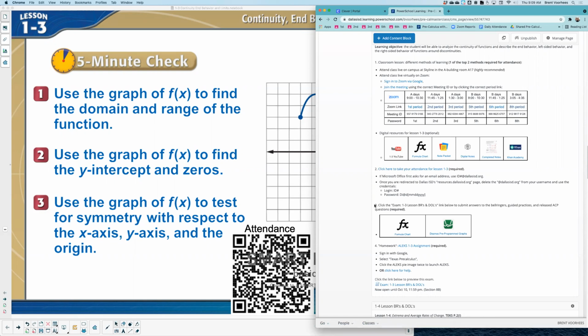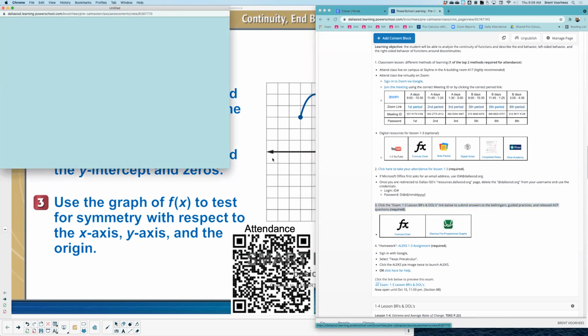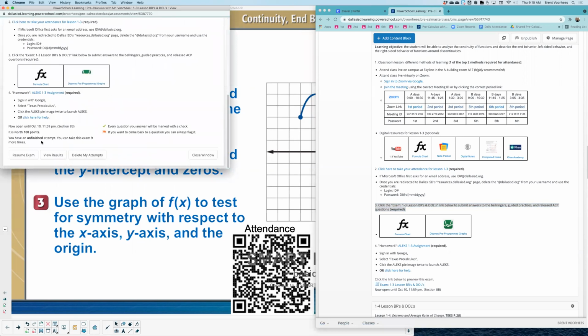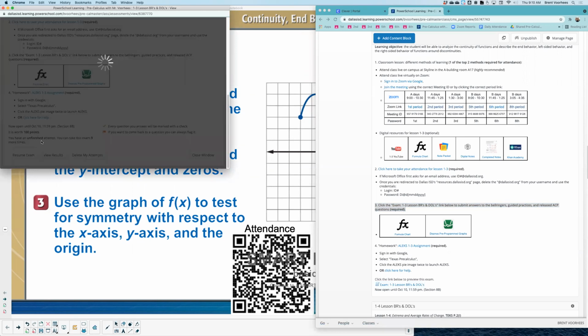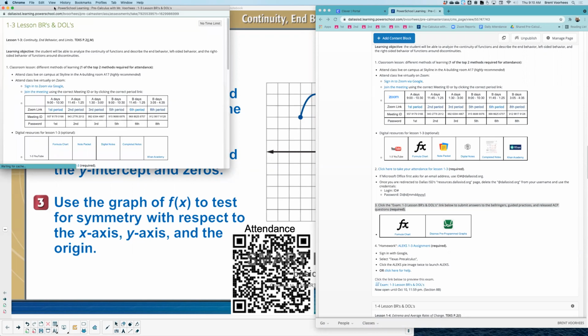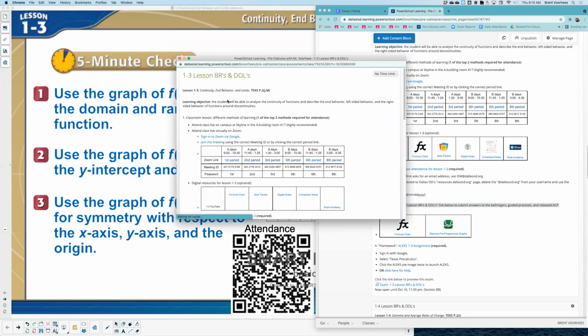So I would ask you to open up that lesson exam. For number 3, it says you have to click down below. I don't have any option on where to put this exam. Power School Learning always puts it at the bottom. So this just says click the exam 1-3. Lesson, that stands for bell ringers, and demonstration of learning's link below. That's this link, so go ahead and click that. Once that new box opens, hit resume this exam. All right, not resume, start this exam.